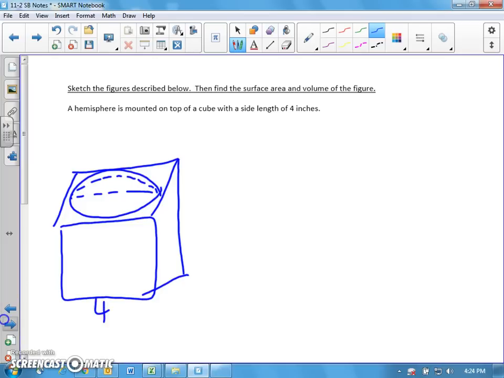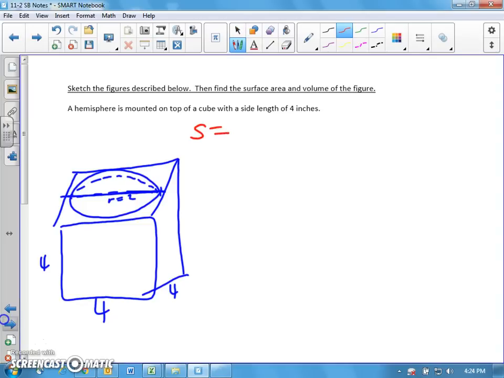Our cube has side lengths of 4, and that means this distance across is also 4, so the radius for my circle is going to be 2, or I'm sorry, for my sphere. So let's talk about the surface area. I've got a little bit of a mess going on here.